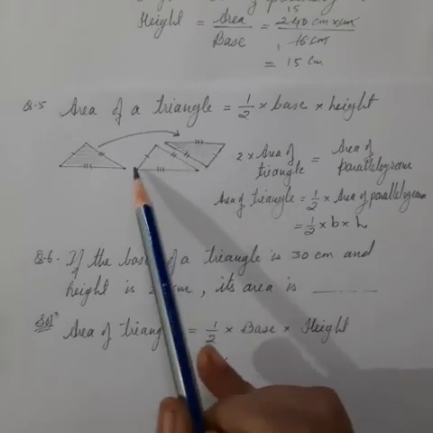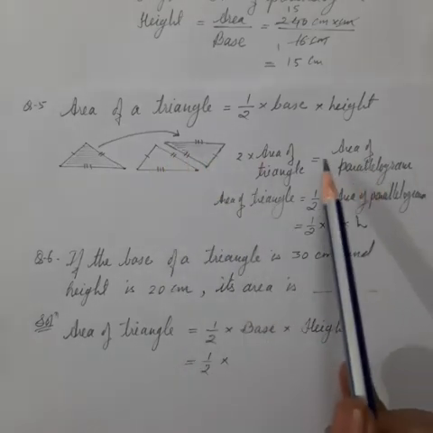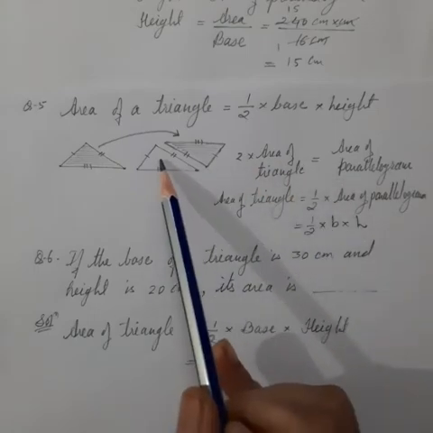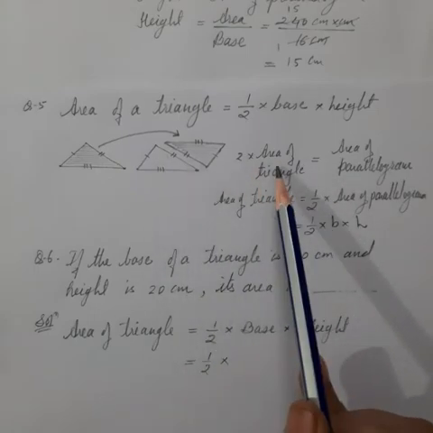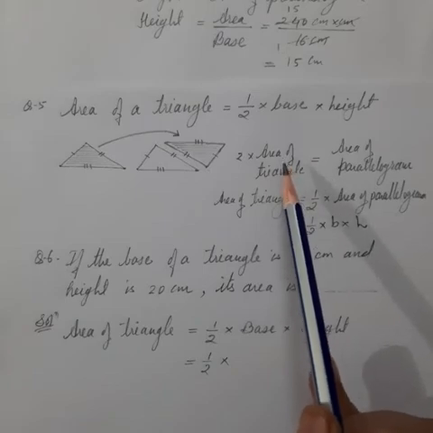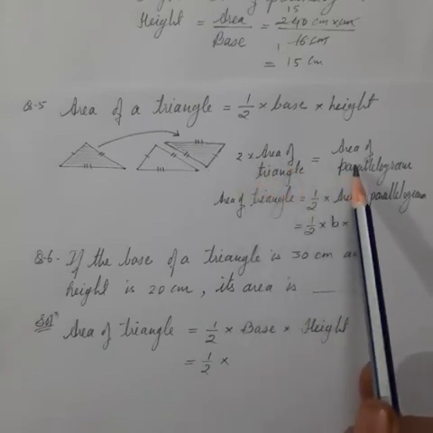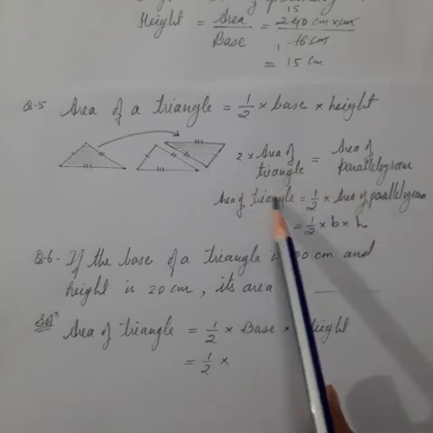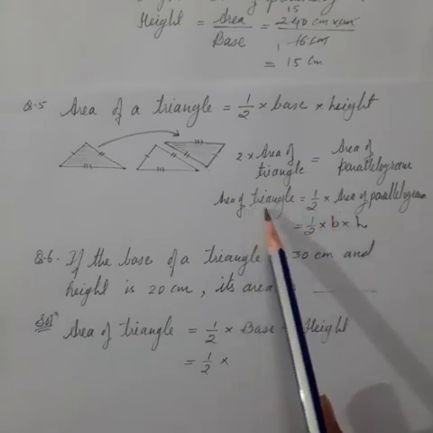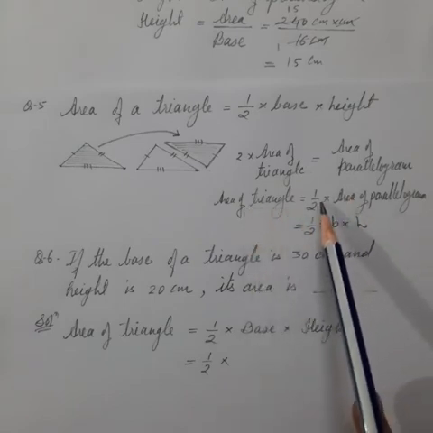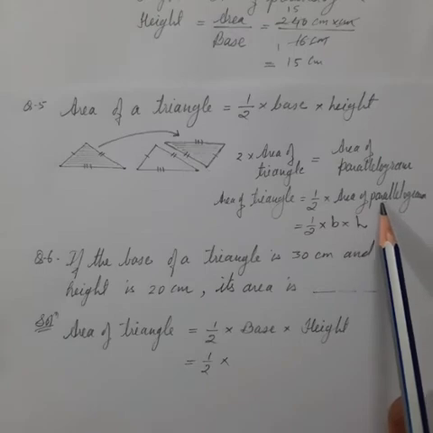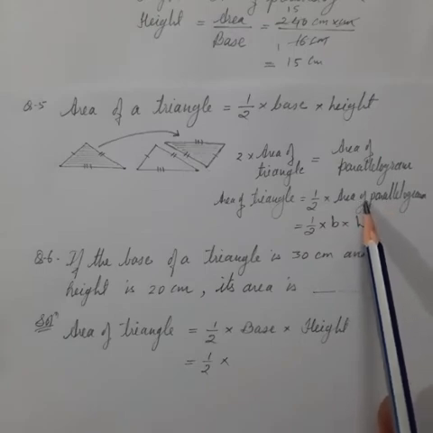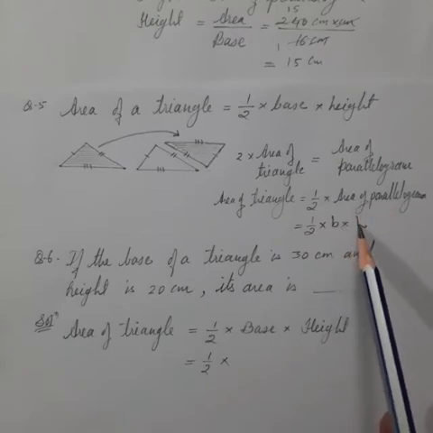So here total area of a parallelogram we get equal to 2 times the area of one triangle. To get the area of one triangle, divide the area of a parallelogram by 2. So we get here area of triangle equal to half the area of a parallelogram. And we know that the area of a parallelogram is equal to base into height.